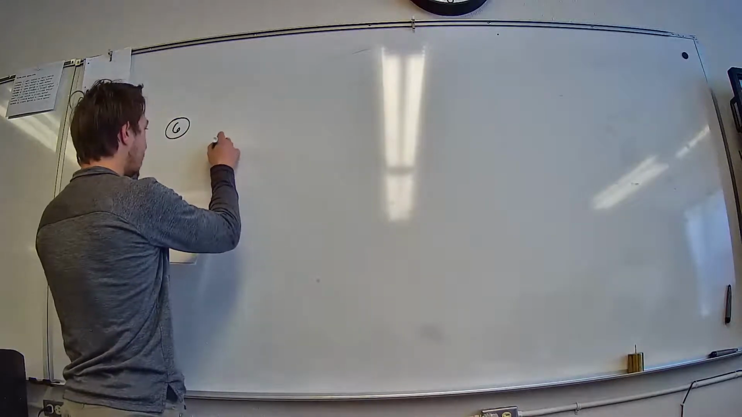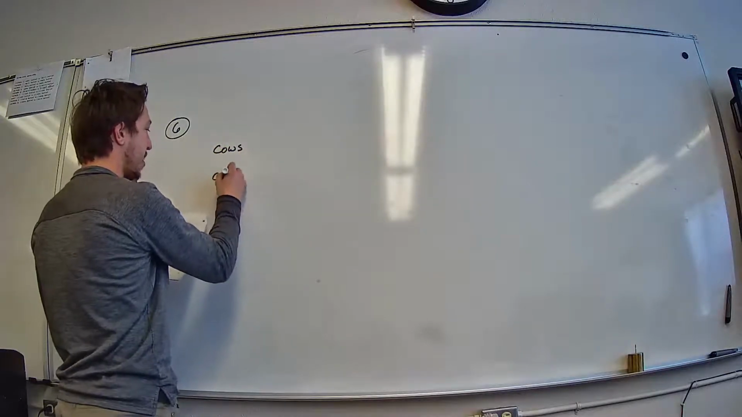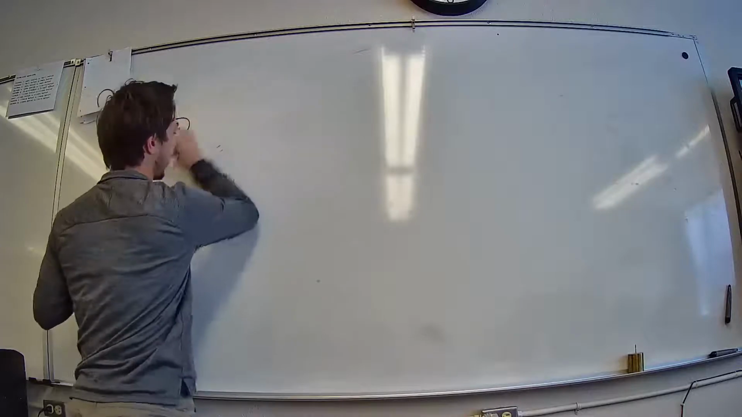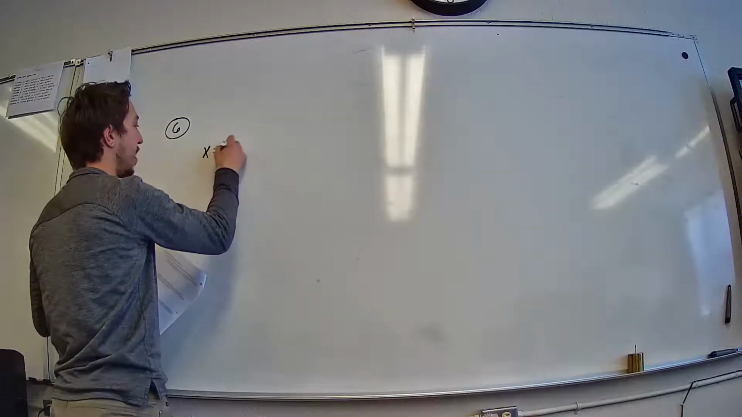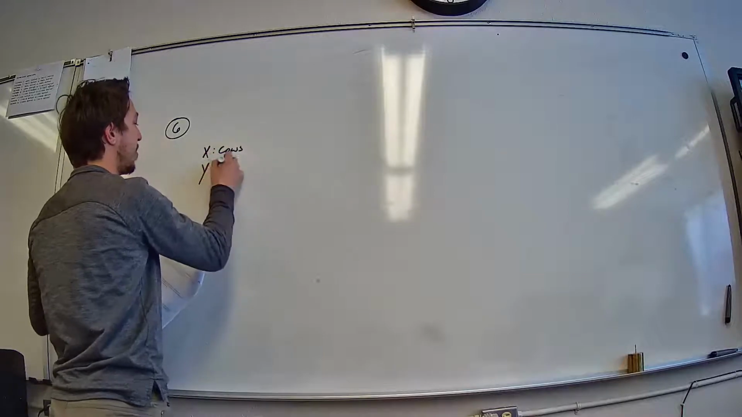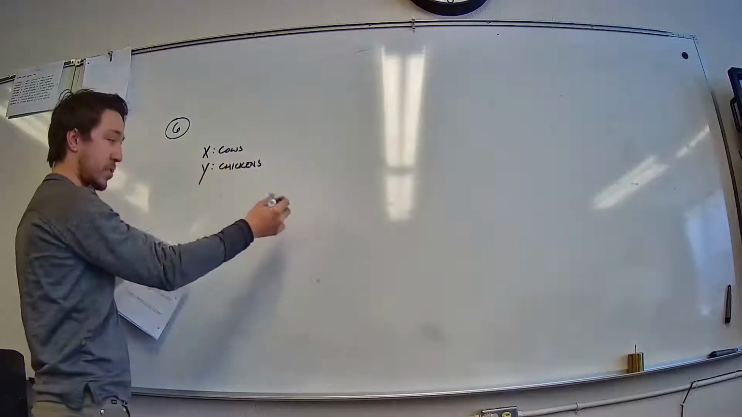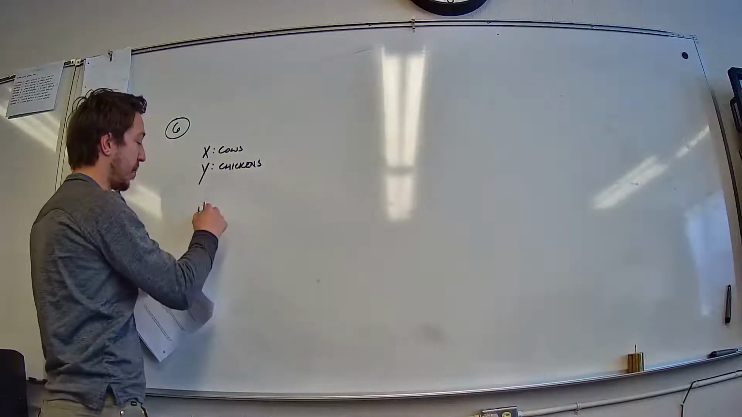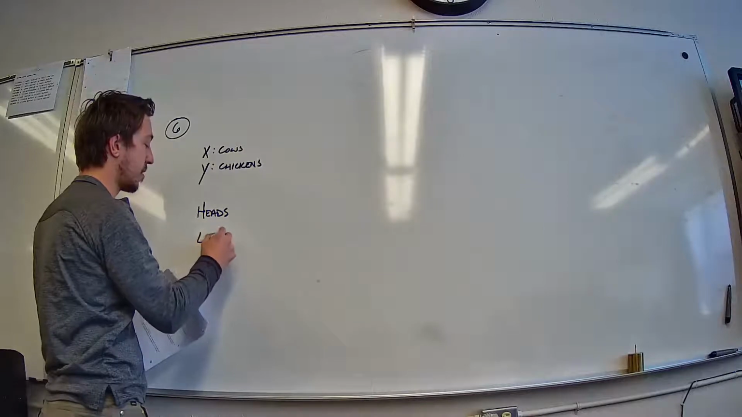The idea is you write an equation for cows and an equation for the chickens. I got ahead of myself. You make 2 variables. X is the number of cows. Y will be the number of chickens. You get it? Yeah. And then you write 2 equations. One equation will be about the heads, and one will be about the legs.